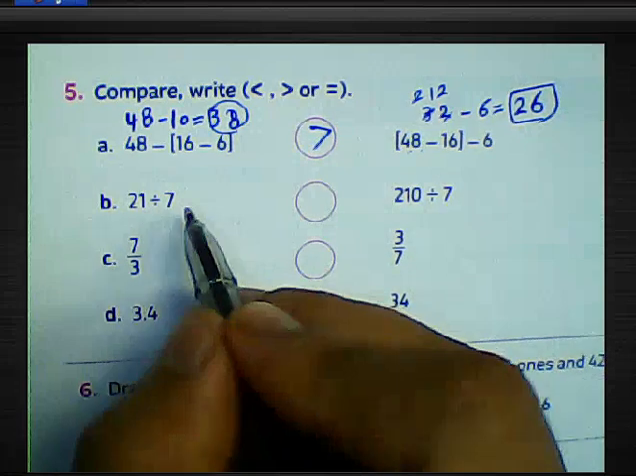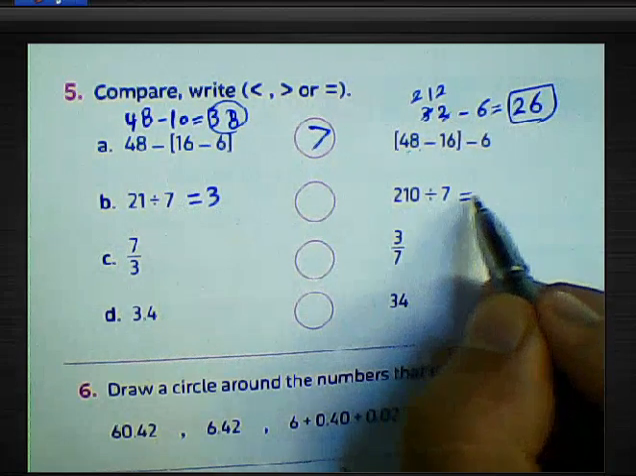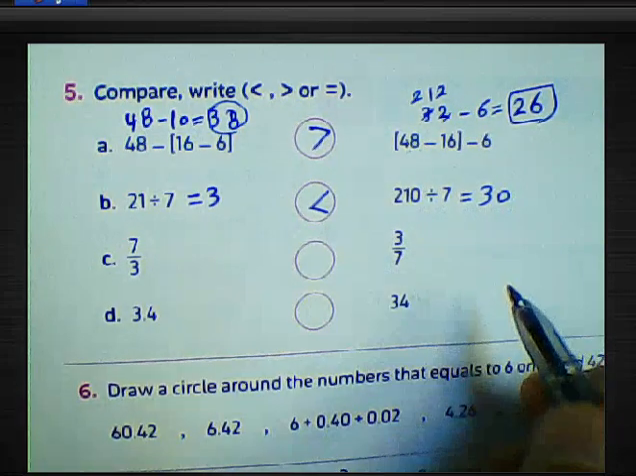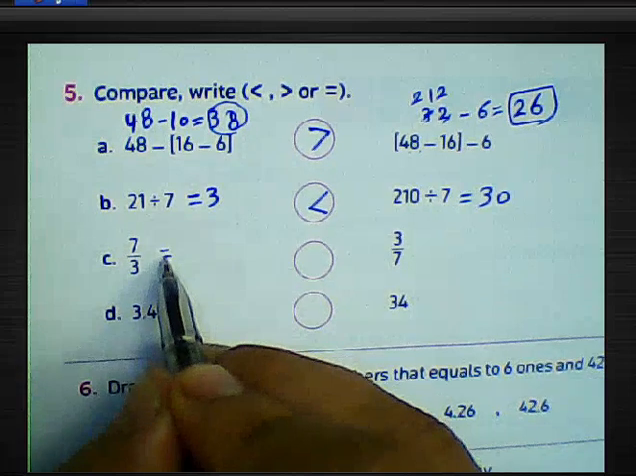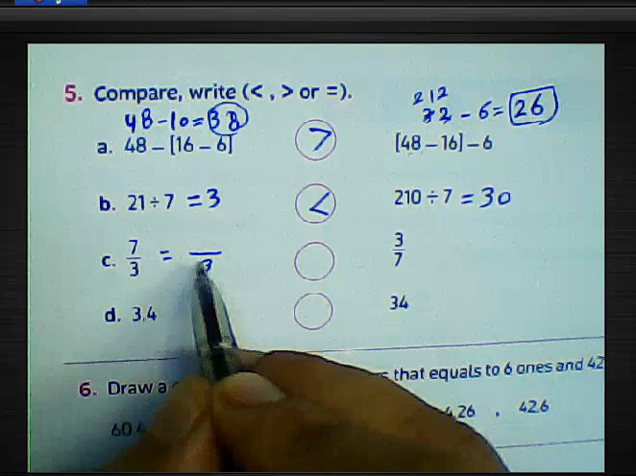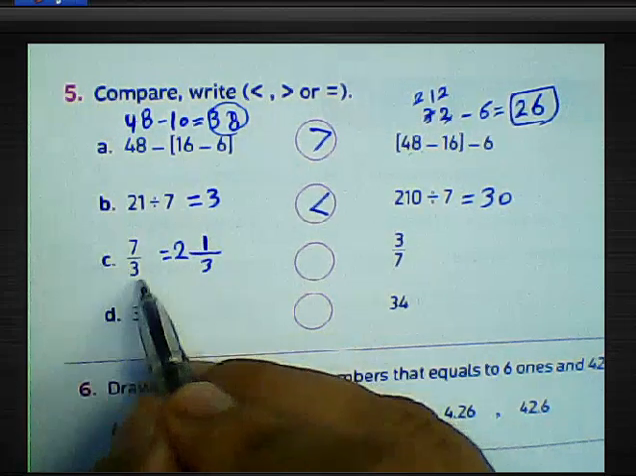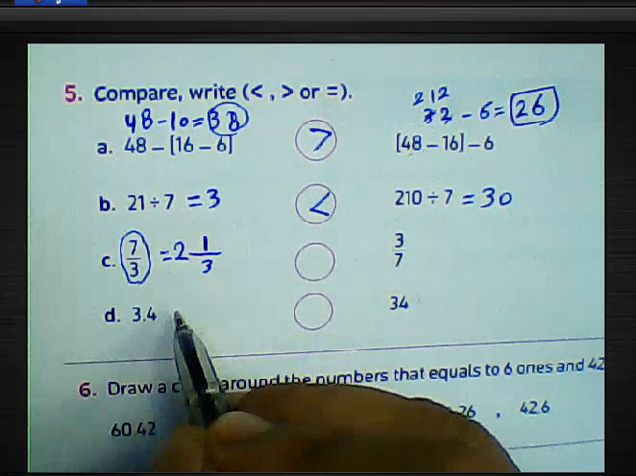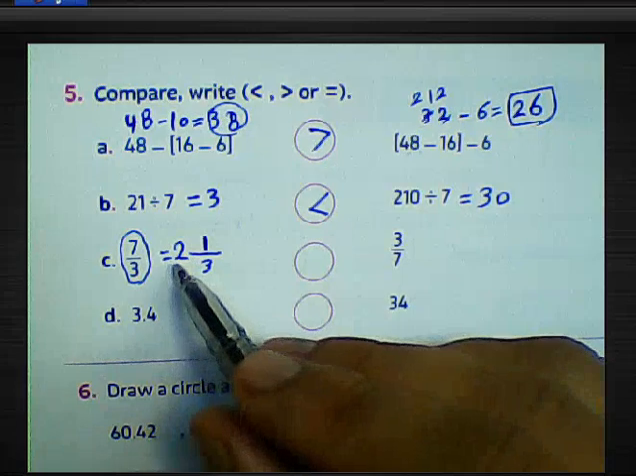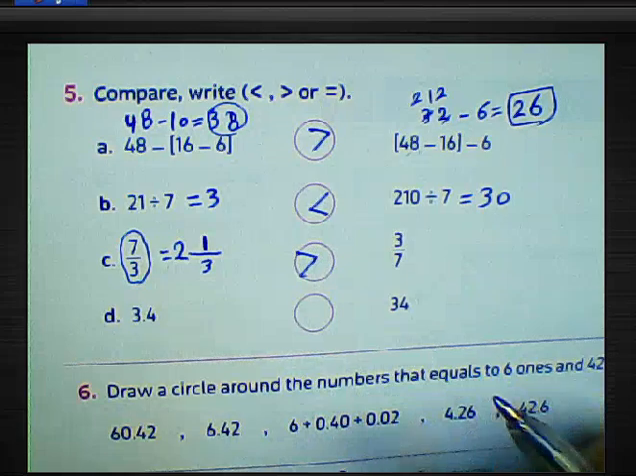21 divided by 7 equals 3. And 21 divided by 7 equals 3. 0 divided by 7 equals 0. So 3 less than 30. 7 over 3 equals 3 in the numerator, and we can write 2 here because 2 times 3 equals 6, and the remainder 1. We can convert from improper fraction to mixed number, so 2 1/3 will be more than 3 over 7.